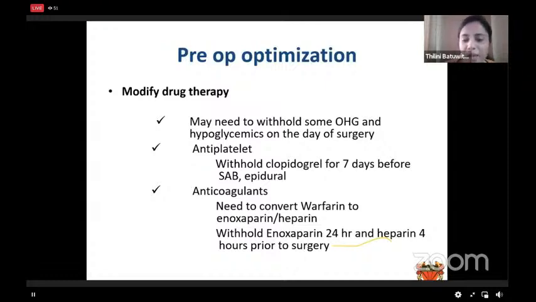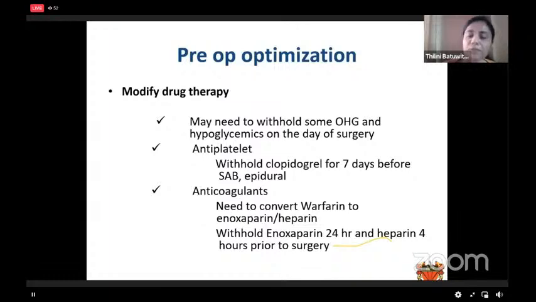And then the anticoagulants. The patient may be on warfarin, enoxaparin, or heparin. If the patient is on warfarin, which is a long-acting one, we can't go for a surgery. If the patient is on warfarin, we can't altogether stop it, as there is a reason, like they may have a cardiac valve or something like that. So we can't totally withhold it for a longer period. We have to convert it to something like enoxaparin or heparin.